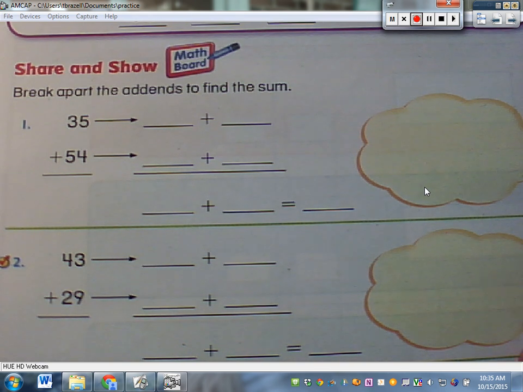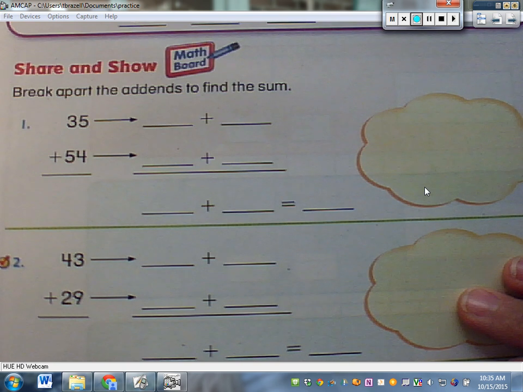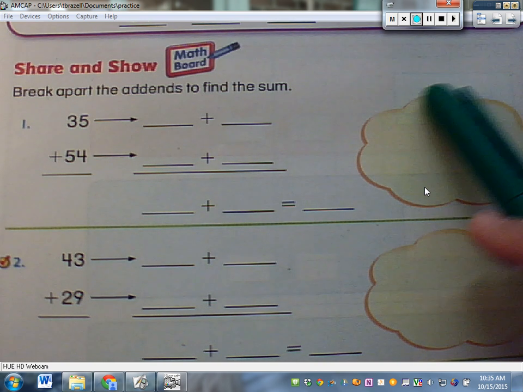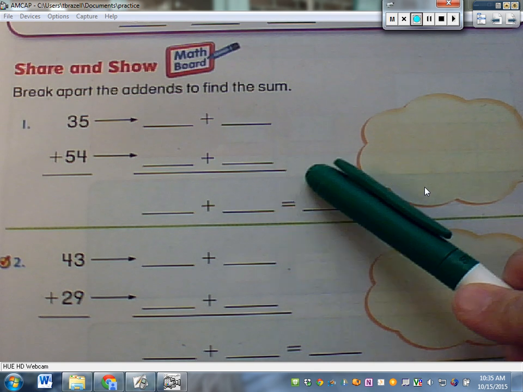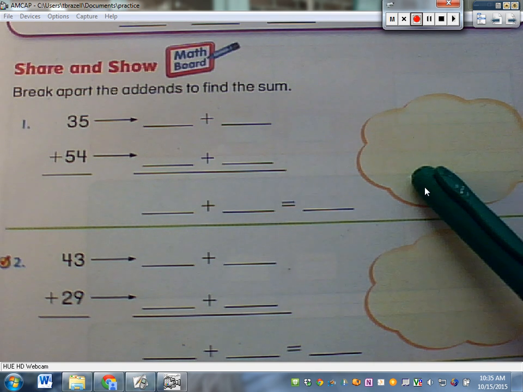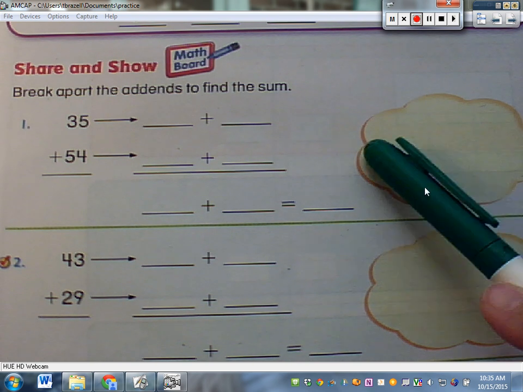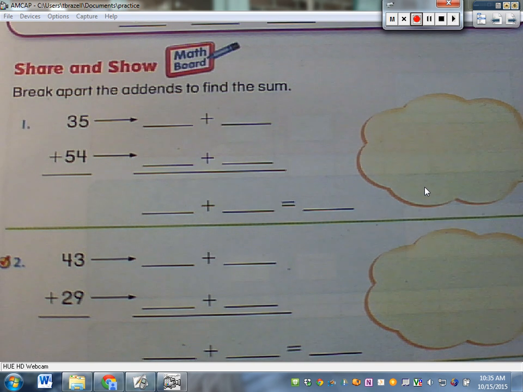Okay, so we're on our next strategy. This is breaking apart the addends to find the sum. This is basically breaking addends into tens and ones, adding the tens and ones, and finding the total sum. There is an extra cloud over here, and this is for if the ones end up being a larger number that you need to break down. This cloud is only if it's needed. It doesn't have to be used, but it's there if you need it.